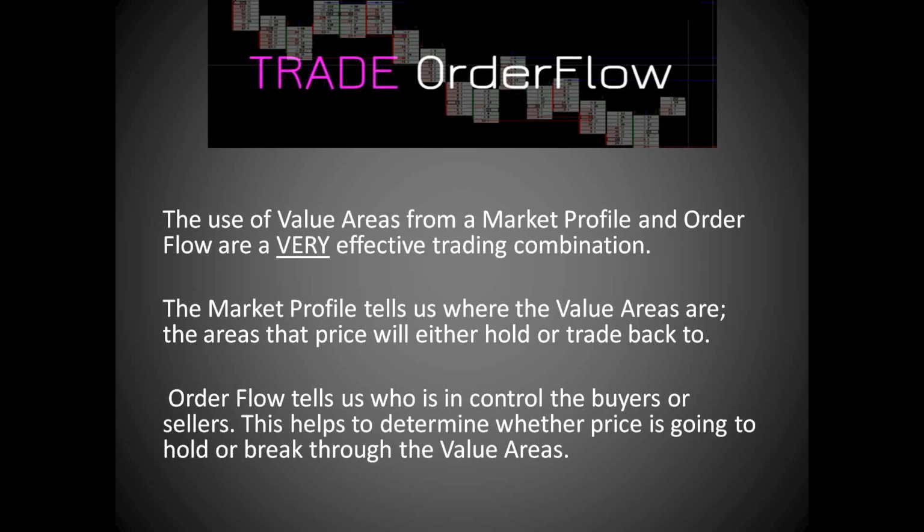So the use of the value areas from a market profile and order flow are a very effective trading combination, in my opinion, because when we first started the presentation, we talked about finding levels, price levels, where price was either going to hold and reverse or break out. So the market profile tells us where these value areas are, and the order flow tells us who's in control at that time when you're coming to those price levels, the buyers or the sellers. So this is going to help us to determine whether price is going to hold or break through those areas.